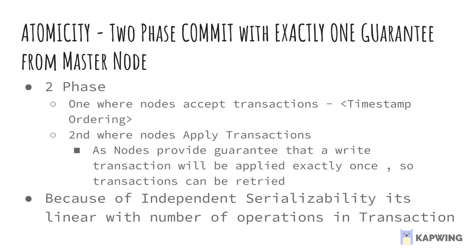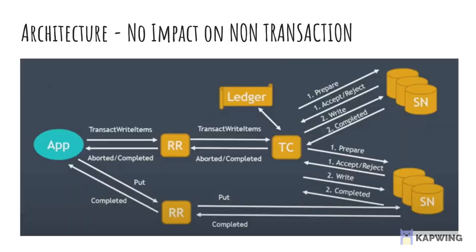And now because these transactions are also working somewhere, a durable ledger has to be maintained so that these transactions are not lost. Interestingly, the DynamoDB team uses DynamoDB itself as a ledger for the transactions in the system. And because of independent serializability that we have seen in the timestamp part, right? The time taken by a transaction is linear with the number of operations in the transaction only.